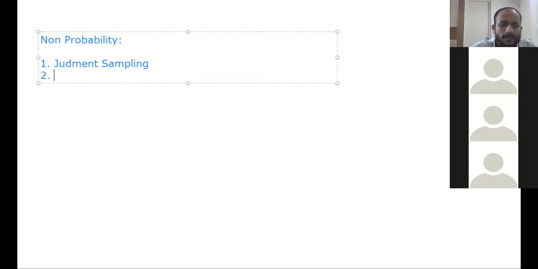The first one, which we can also call purposive sampling. The second one is convenience sampling. Right? What is this convenience sampling? When you are choosing the sample based on your own convenience without having any kind of scientific method, basically you are lazy, you are biased, and you don't want to go out and you don't want to do much of the homework.